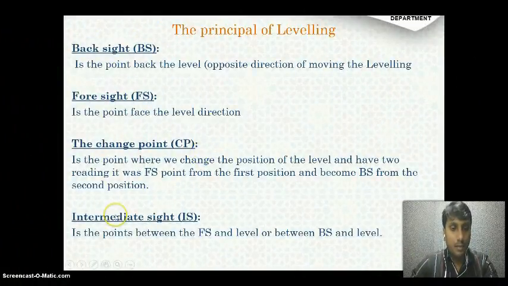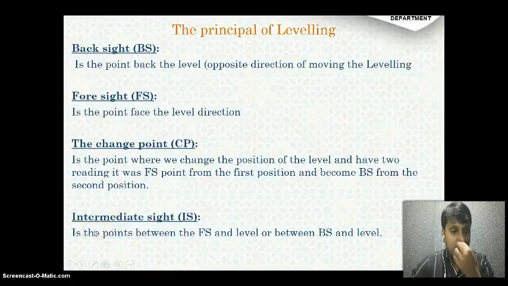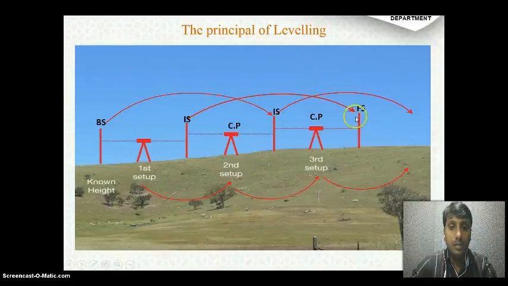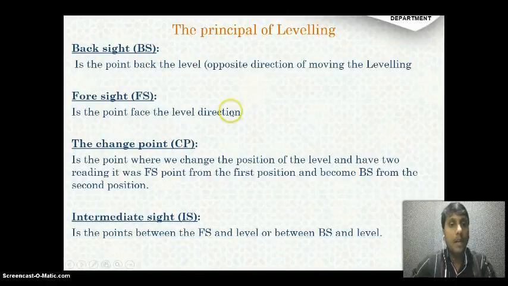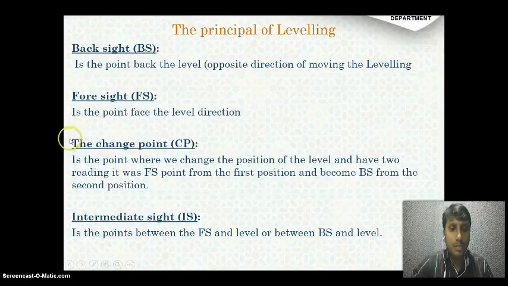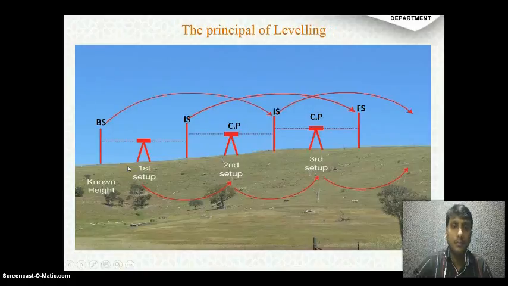So what is intermediate sight? Intermediate sight is the points between the foresight and the level, or between backsight and the level. So you can see the foresight and the backsight. The points in between at one instrument station are intermediate sights. I will try to draw a diagram on the board and I will clearly explain what is backsight, foresight, change point and intermediate sight.